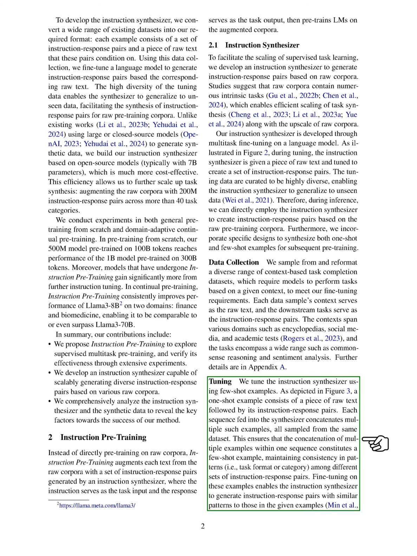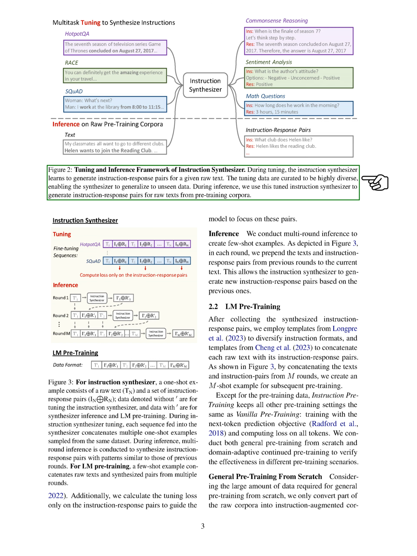Section: Inference. In this section, we conduct multi-round inference to generate few-shot examples. In each round, we add the texts and instruction response pairs from previous rounds to the current text. This helps the instruction synthesizer create new instruction response pairs based on the previous ones. For LM pre-training, after collecting the synthesized instruction response pairs, we use templates to diversify instruction formats and concatenate each raw text with its instruction response pairs. By combining the texts and instruction pairs from multiple rounds, we create an example for pre-training.